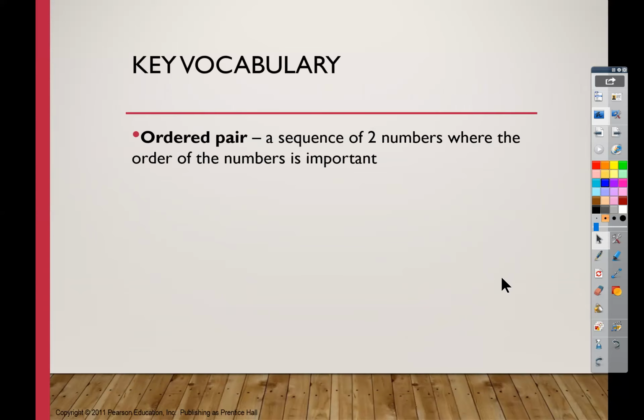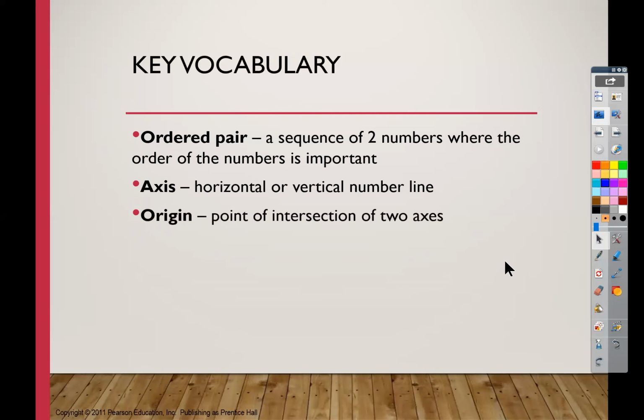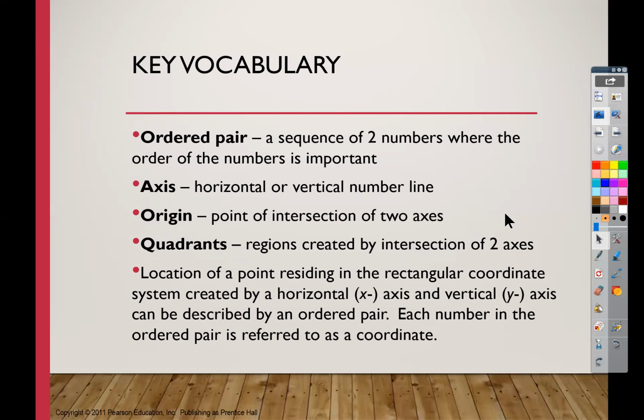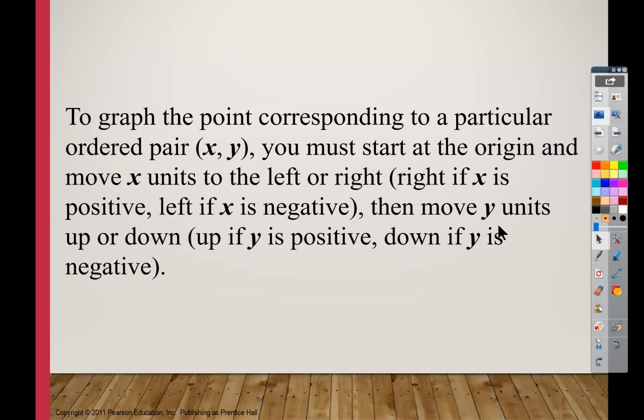An ordered pair is a sequence of two numbers where the order of numbers is important. It always goes alphabetically, whether you use x, y as a coordinate or s, t or a, b or whatever, it's always listed alphabetically. An axis is a horizontal or vertical number line. The origin is the point of intersection between the two axes. Quadrants are regions created by the intersection of two axes. And the location of a point residing in the rectangular coordinate system created by a horizontal x-axis and a vertical y-axis can be described as an ordered pair.